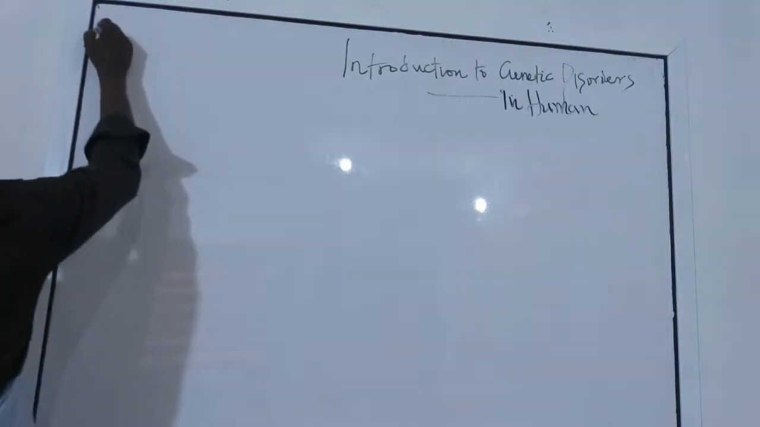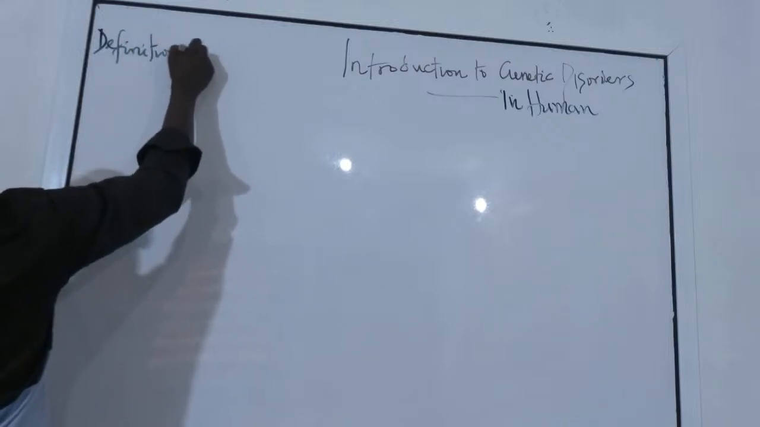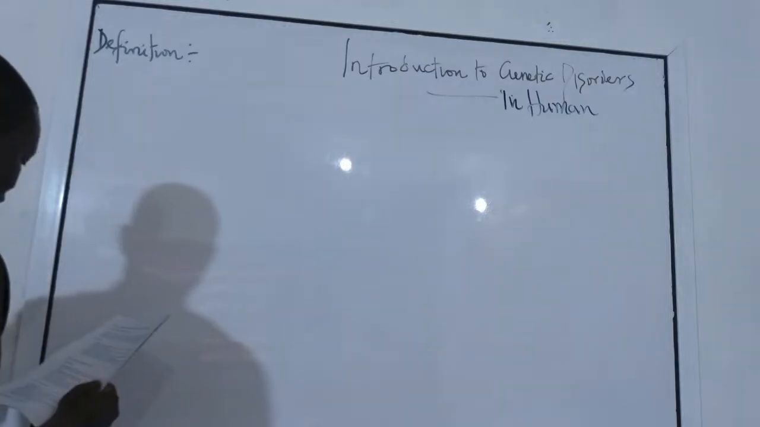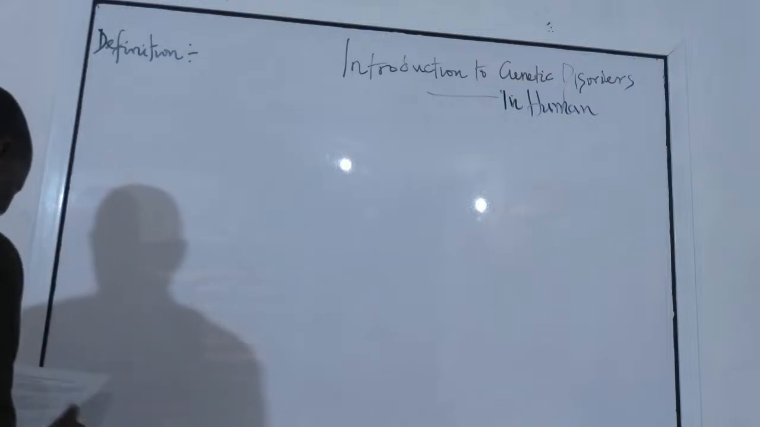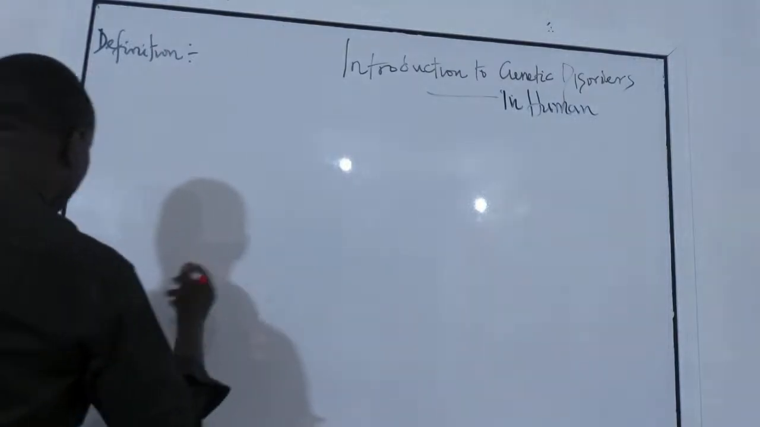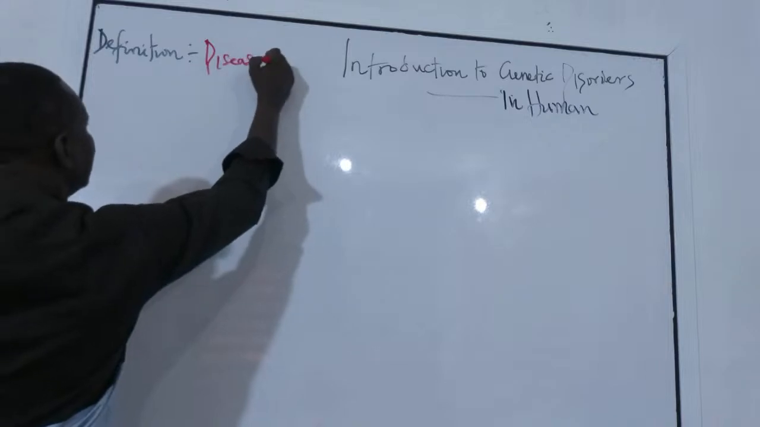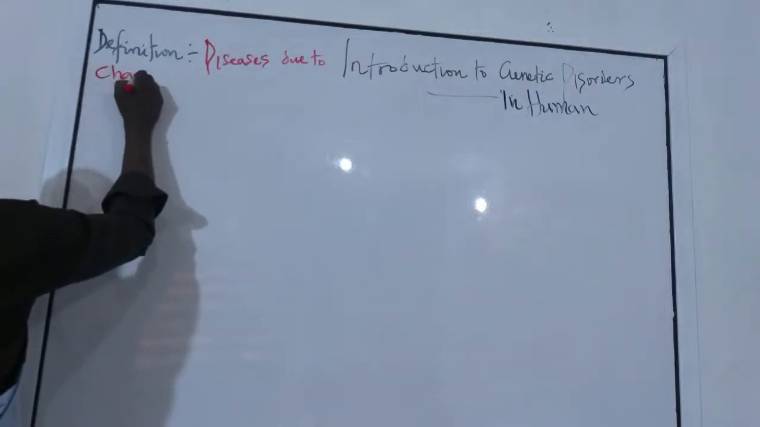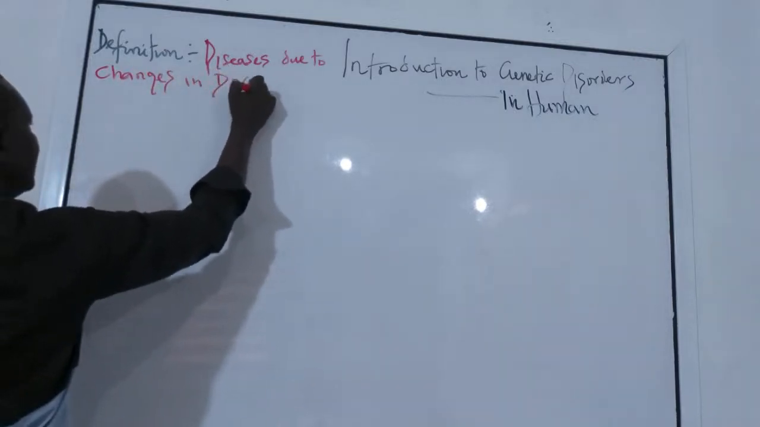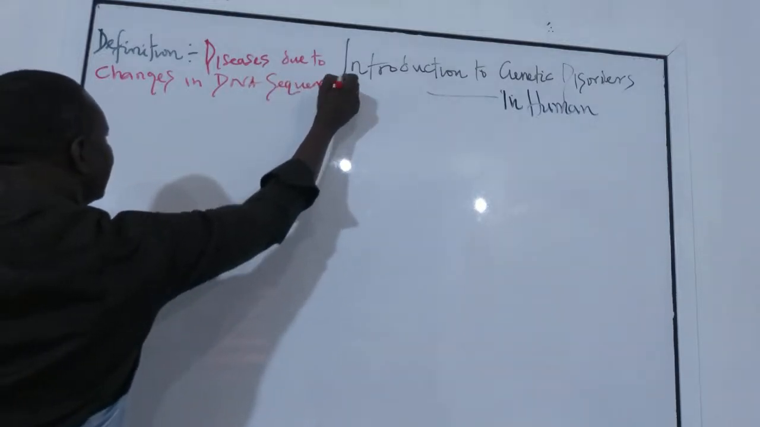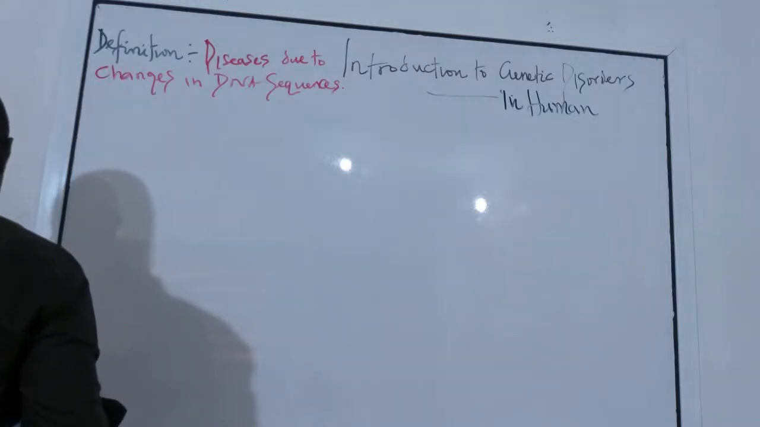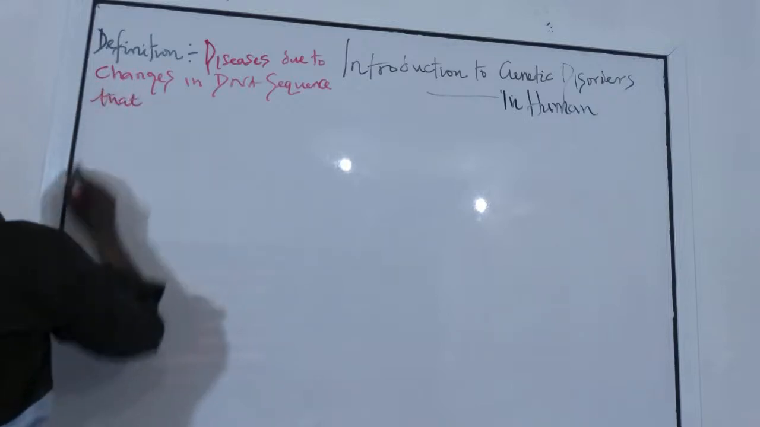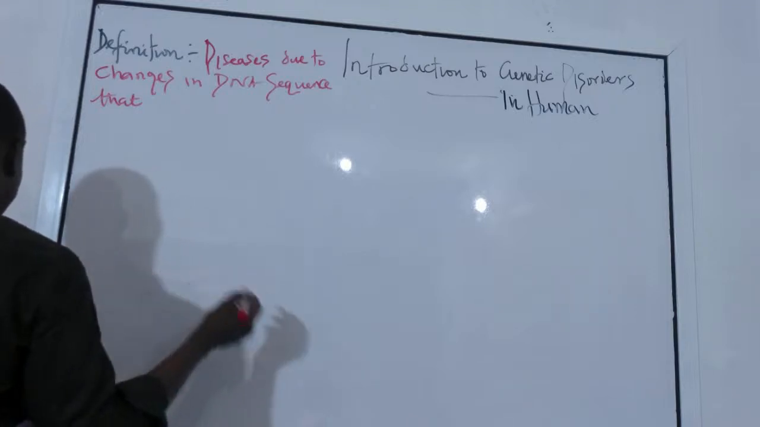So, definition: genetic disorders in human are diseases that are caused by changes in the genetic makeup, so diseases due to changes in DNA sequences. Don't forget that whatever affects the DNA might eventually affect the gene, and you know what the gene does in the body. So that will tell you that that kind of abnormality can be carried from parent to the offspring.